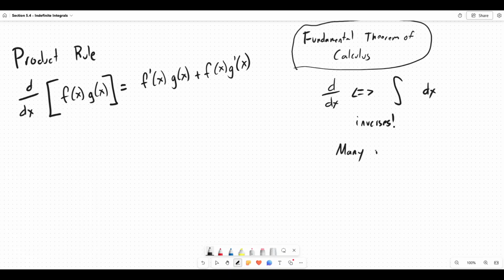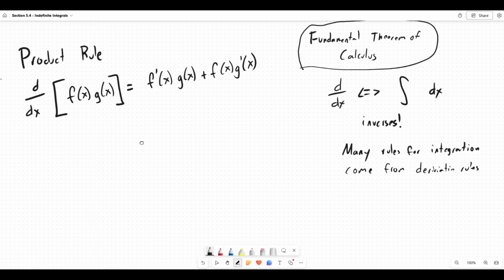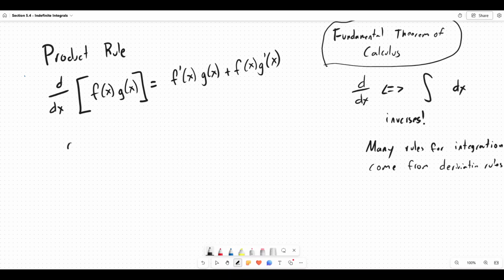Many rules for integration, that area finding, come from derivative rules. And we want to specifically talk about some of our rules. So one of them is the product rule, but I also want to point out something called the chain rule.